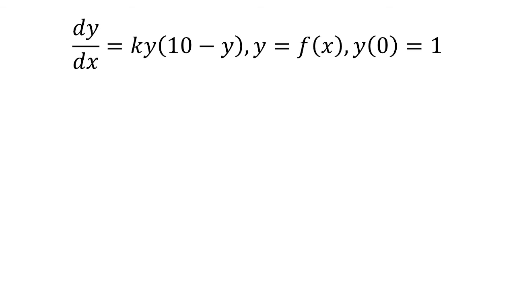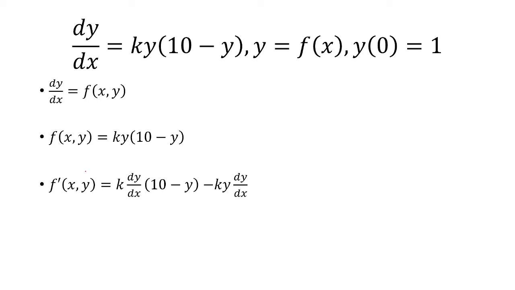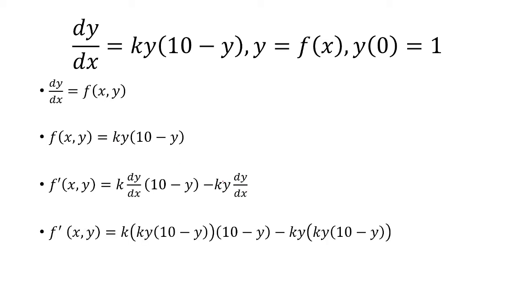Now we want to find f''(0) in terms of k and y. So recall that dy/dx is equal to f(x, y), which is ky(10 - y). Now we're going to take the derivative of this. So you have to apply the product rule. The derivative of ky is k times dy/dx multiplied by 10 - y, minus, because the derivative of 10 - y is -dy/dx, and then multiply that by ky. Recall that dy/dx is given to us as ky(10 - y).